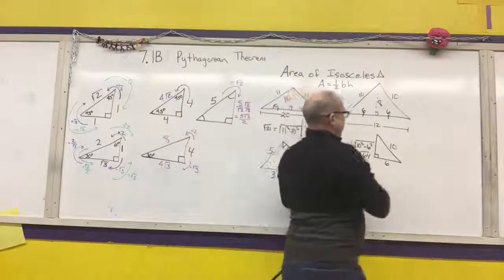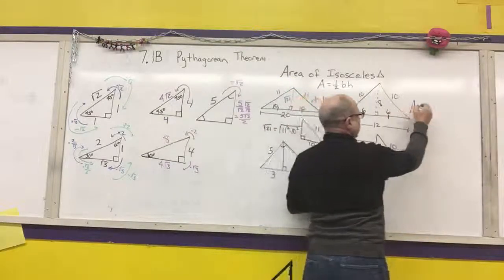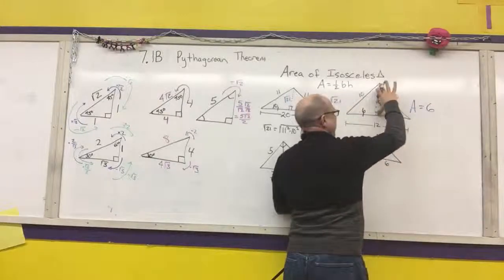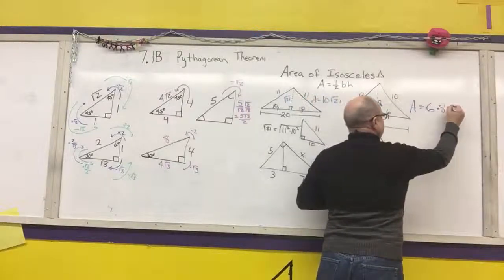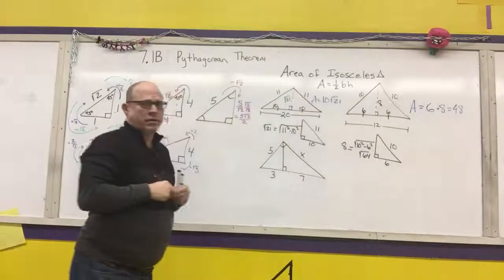And we know that the area of a triangle is half the base. Half the base is 6 times the height, which is 8. And in this case, I'd have 48 square units.